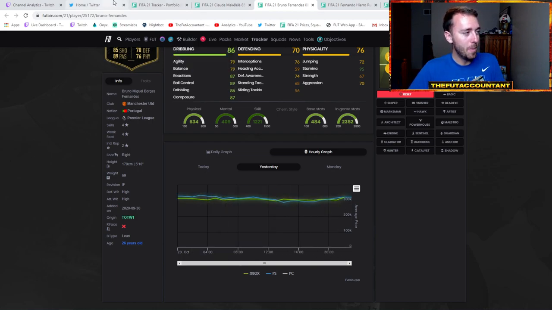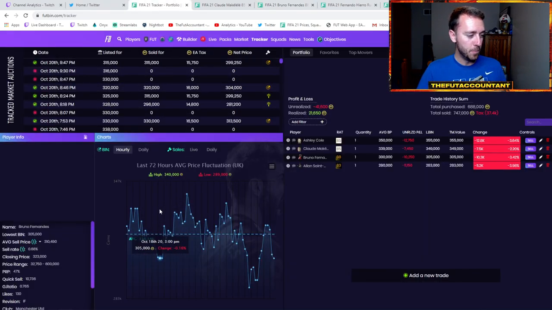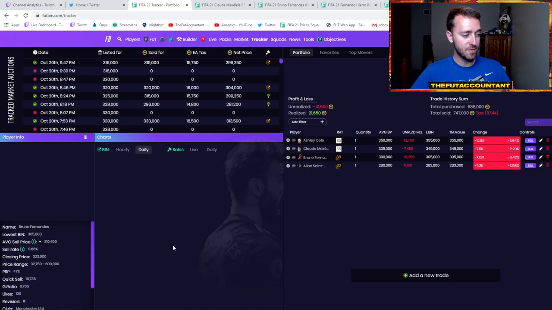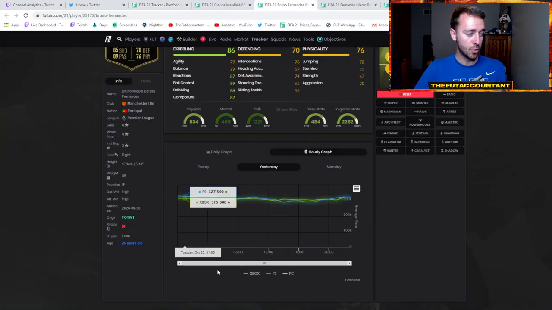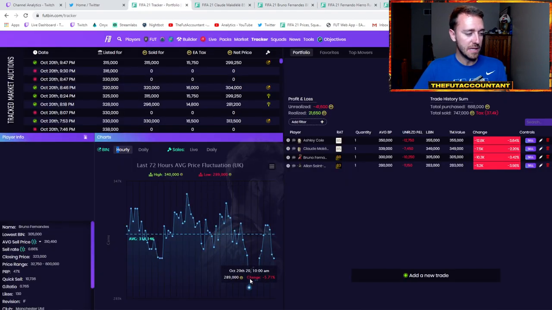But if we go back and look at the tracker, it puts all that information in a way that's so much easier to read, and it looks more drastic. It enables you to see the type of fluctuation you have on any 72-hour basis, as it is right here. You can go on the hourly graph or look at a daily graph for Bruno, but the hourly graphs are so much more in-depth and impressive than our normal graphs, because you can see the lower points a lot better.